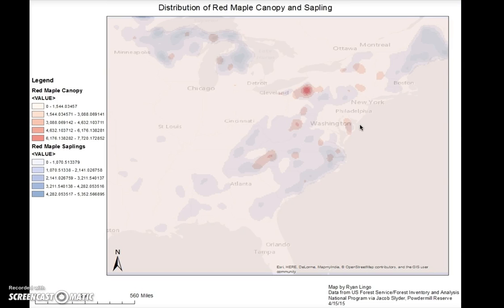So the distribution of our red maple canopy and sapling, you can see it's a more widespread tree. You have the canopies in certain locations. Still, maybe some deer or something are eating or killing the trees. Something's happening. We don't know.